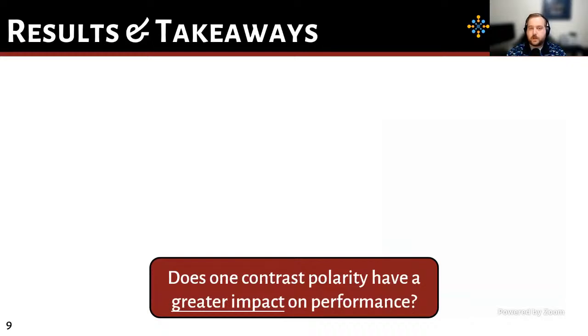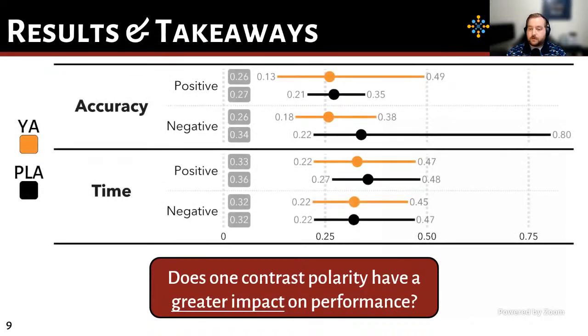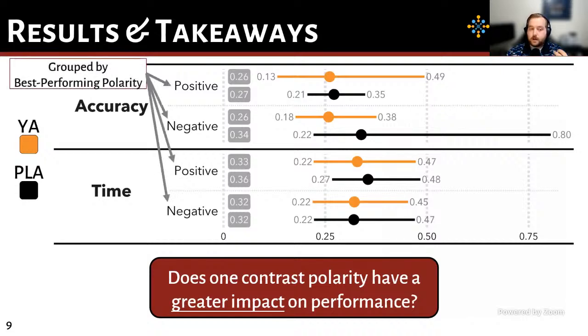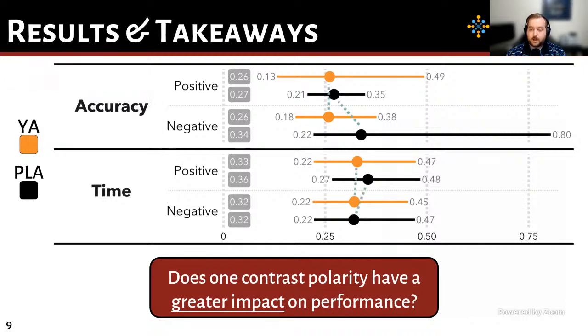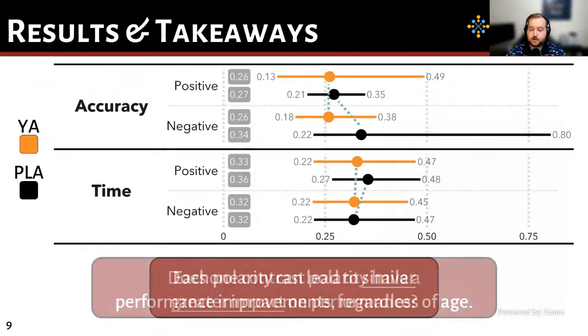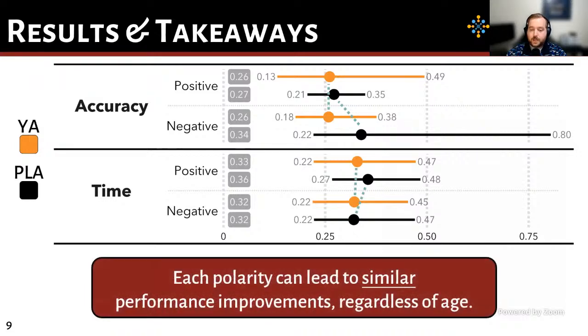Another question we had was, does one of the contrast polarities have a more noticeable impact on performance? In other words, larger percent differences. What we found comparing these two charts is that, first of all, we took everyone's best performing polarity and grouped them by that, and then took the averages to bootstrap these confidence intervals. And you can see here there's very high overlap between the two ranges. So we concluded that each polarity can give similar improvements for someone.